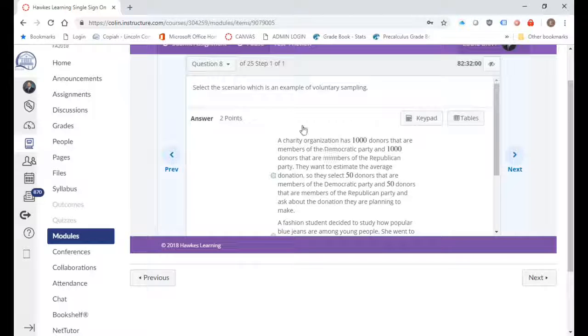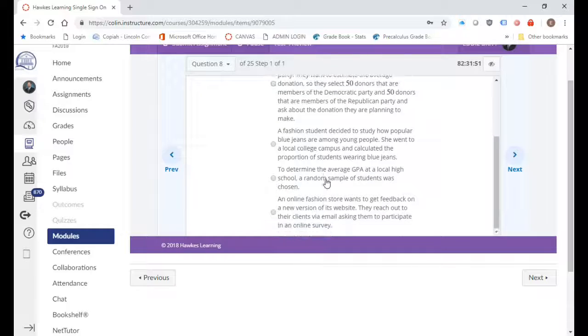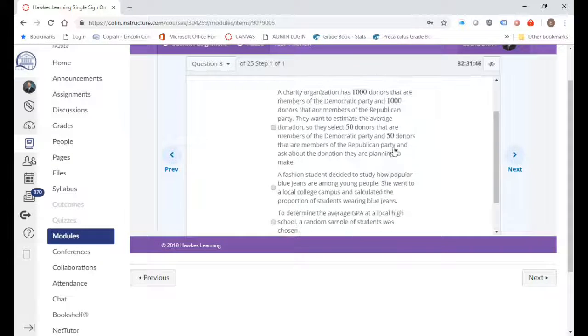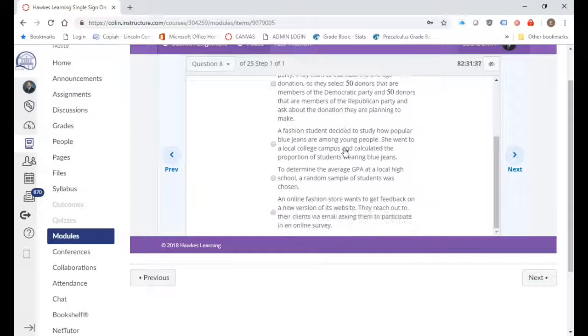Alright, so these are real easy to figure out because it says select a scenario which is an example of voluntary sampling, and then it gives you 4 choices. So voluntary, you just read through these choices and say which one of these do you think the people in the scenario are volunteering to do.